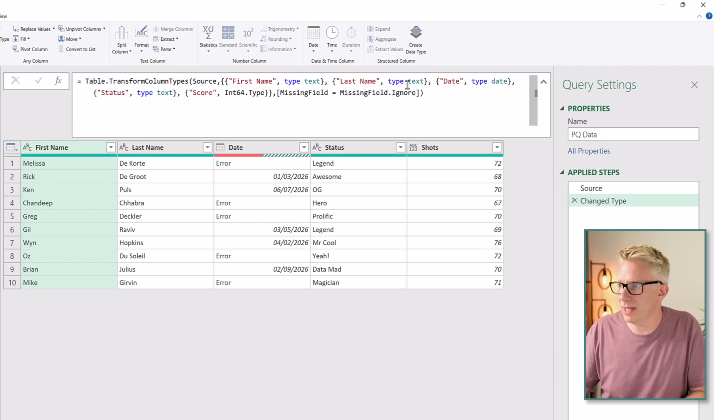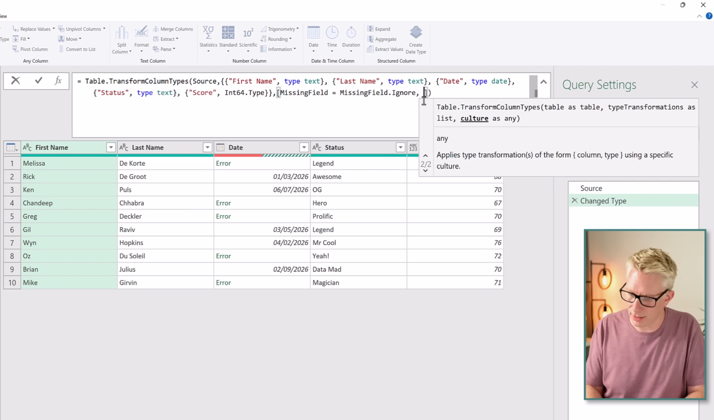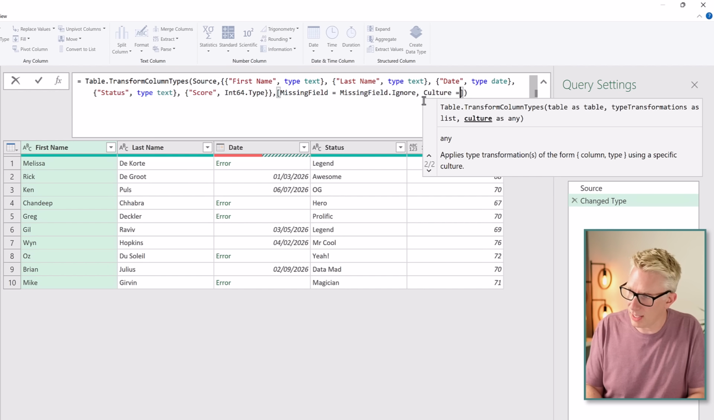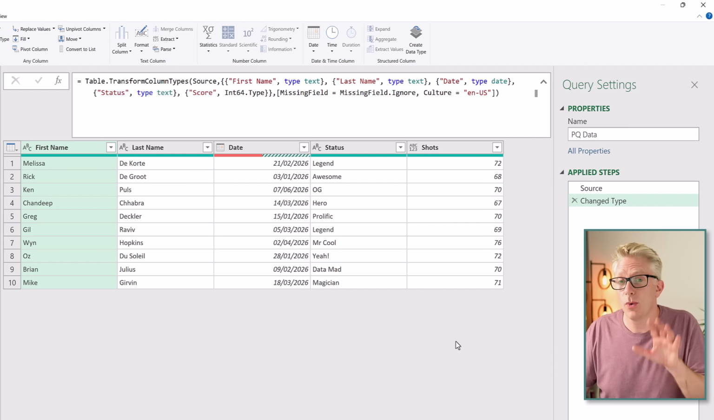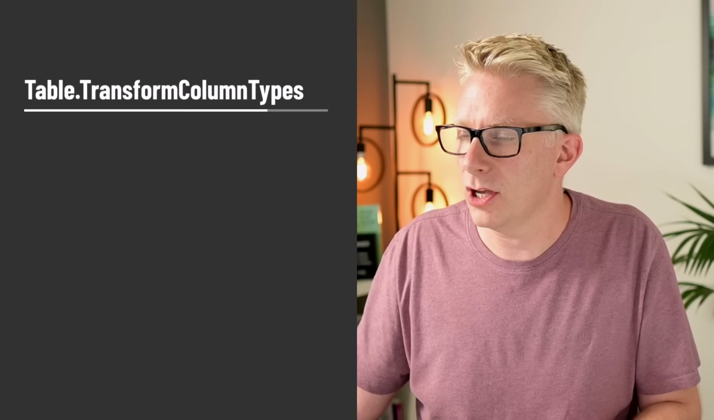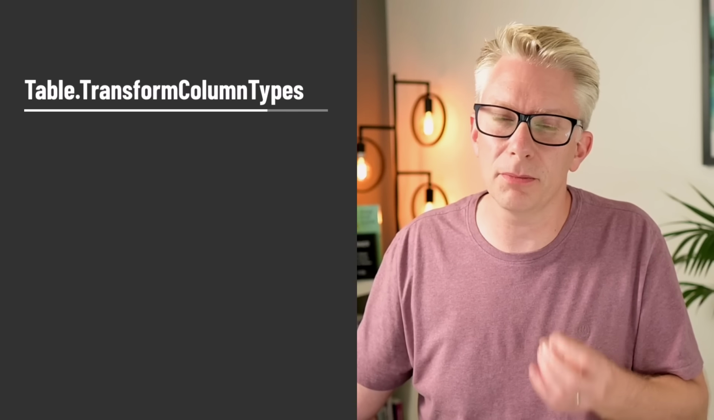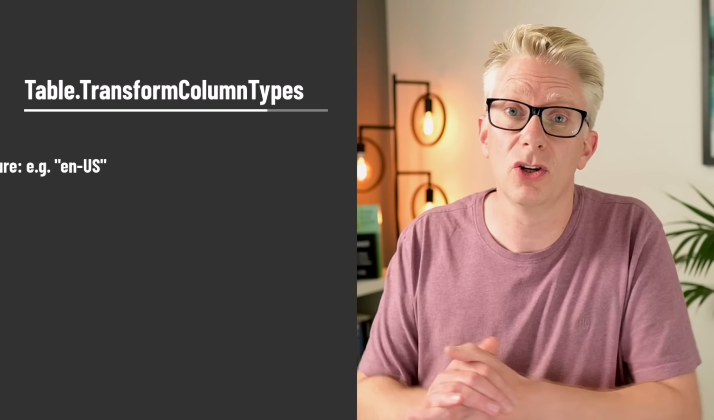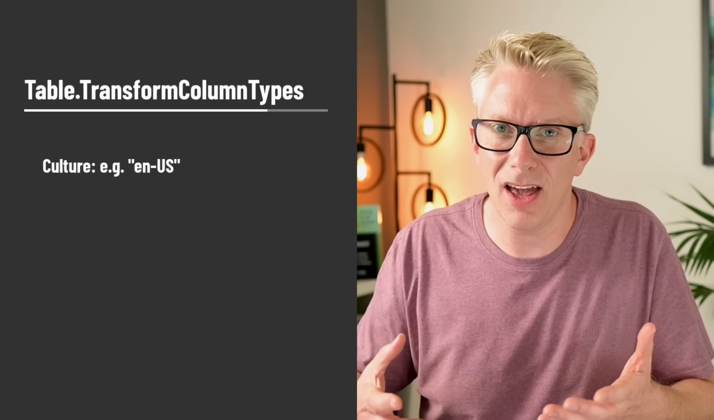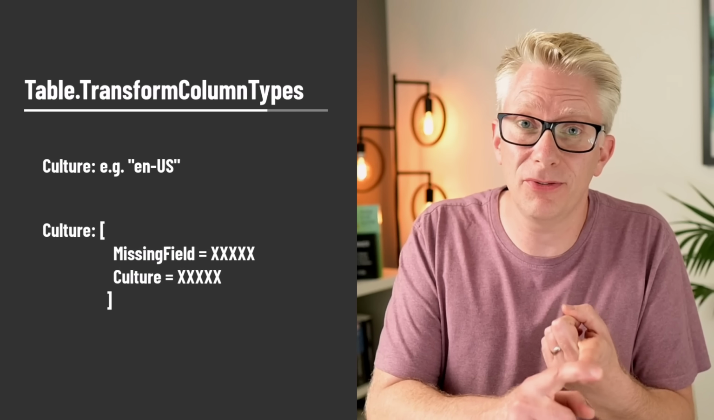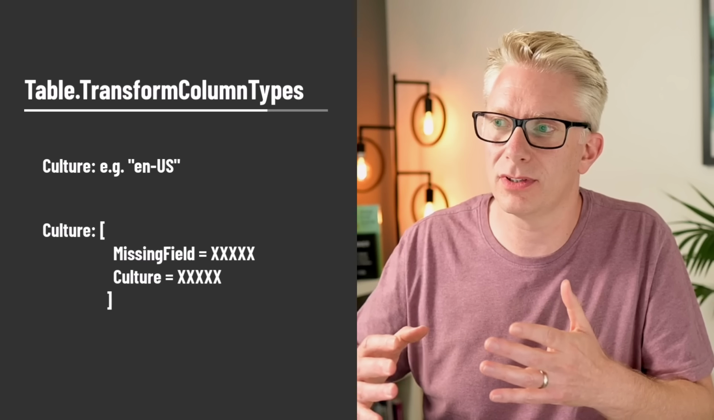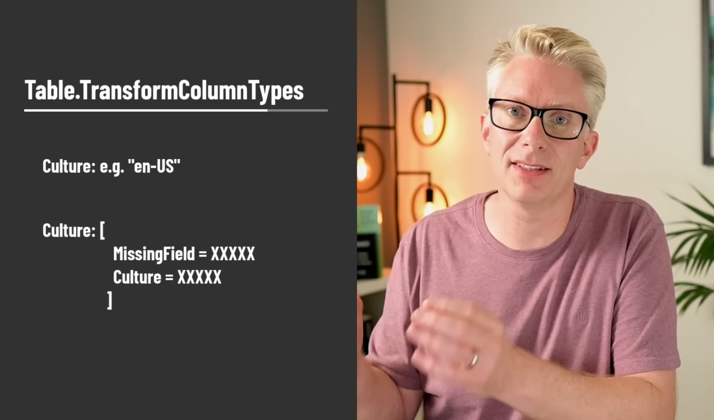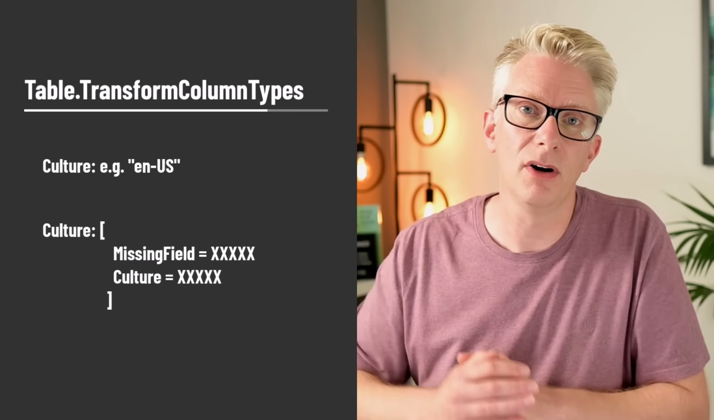But in this record, we can also add the culture code as well. Culture. And that's going to equal our culture code. And when we commit that, we've now fixed both of those issues using this record. So our Table.TransformColumnTypes has an argument called culture. And in there, we can actually provide the missing field or the culture code. And they're both entered in records, which means we get a double benefit from this simple fix.